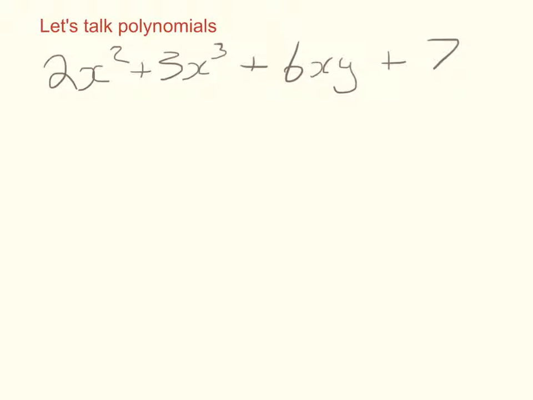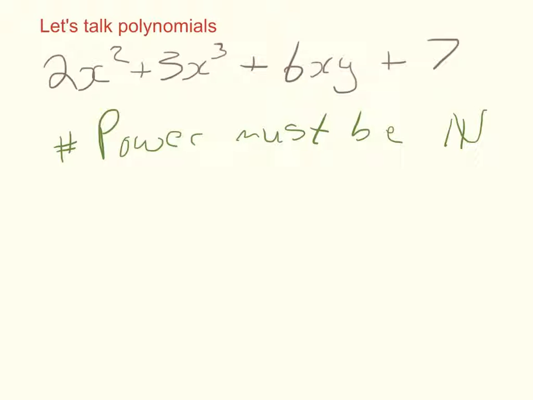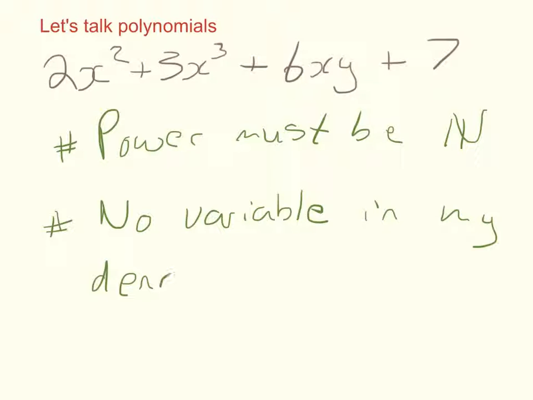So for something to be a polynomial, it needs to satisfy these two ideas. The power must be a natural number, and secondly, there are no variables in my denominators. Right, that's how we know something's a polynomial or not.